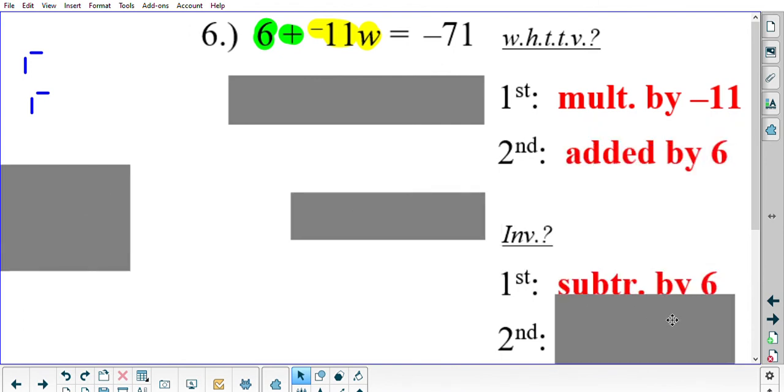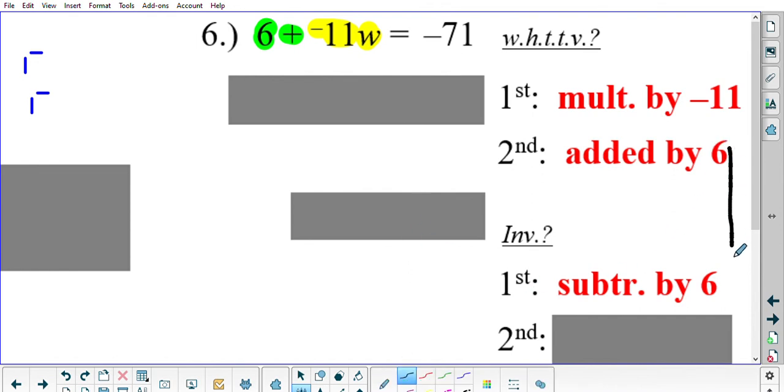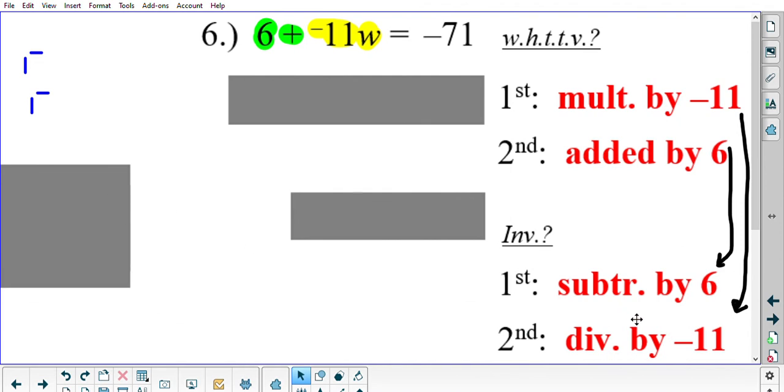Which means the first inverse is subtract by 6, because as I've said over and over again on this video, what was first will be inversed second, and what was second will be inversed first. So the order continually flip-flops when you go from what's happening to the variable to the order that you do your inverse operations in. And therefore, the second inverse is to divide by negative 11.